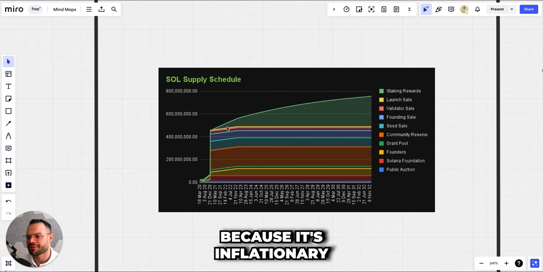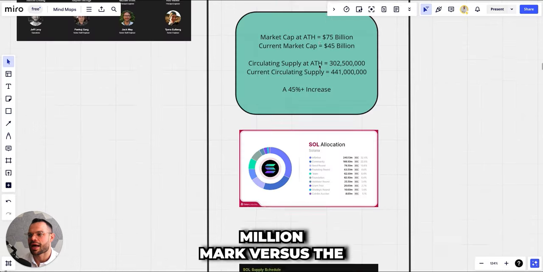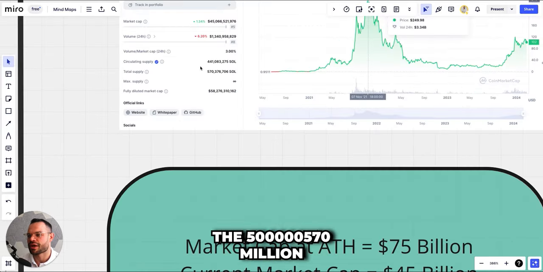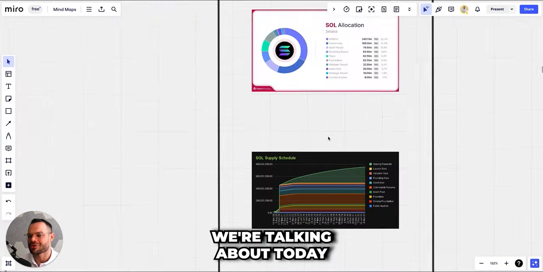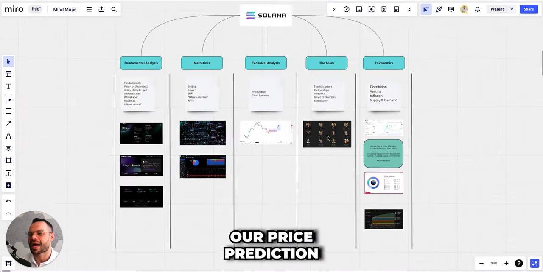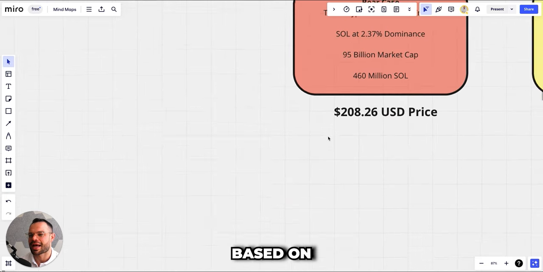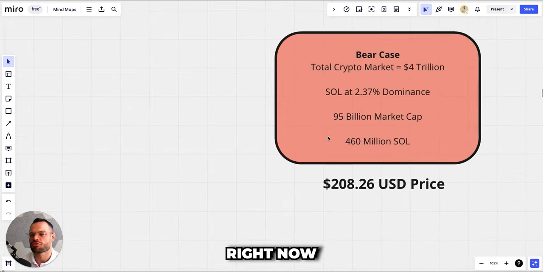Again, because it's inflationary, we can see that the staking rewards continue to increase the circulating supply as we move towards 2032, getting closer to that 700 to 800 million mark versus the 500 million, 570 million we're talking about today. So all of this is important to consider when it comes to making our price prediction. And we're going to dive into our bear, base, and bull case price predictions right now.